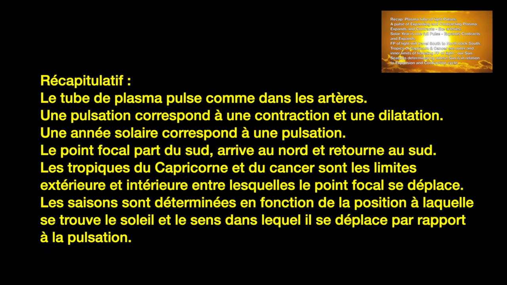Recap. Plasma tube of light pulses. A pulse of expanding and contracting plasma. Expands and contracts like arteries. Solar year is one full pulse. Expands, contracts, and expands. Focal point of light will travel south to north, back south. Tropics of Capricorn and Cancer are outer and inner limits of traveling focal point of light, our sun. Seasons determined by where sun is in relation to expansion and contraction cycle.